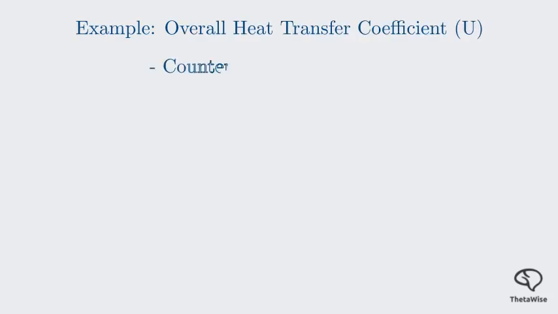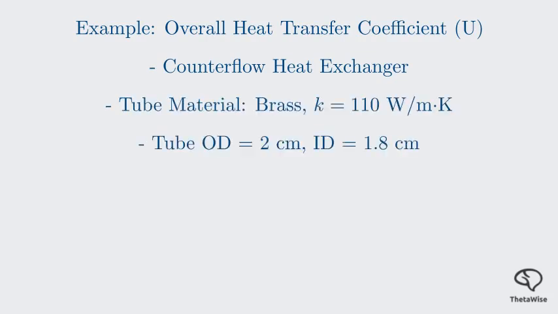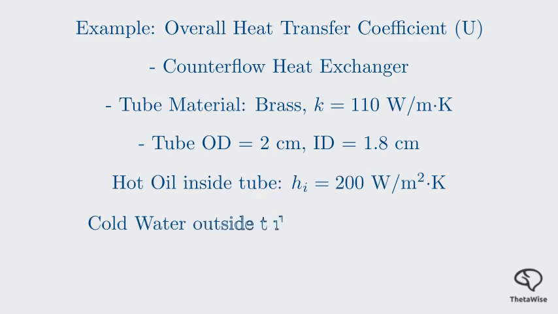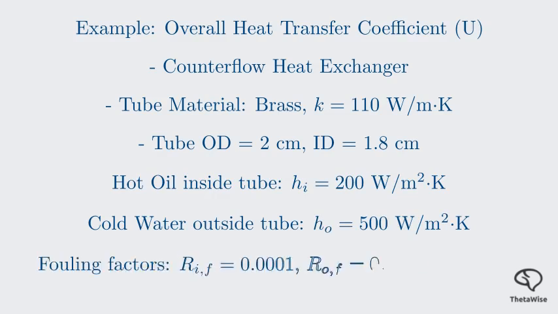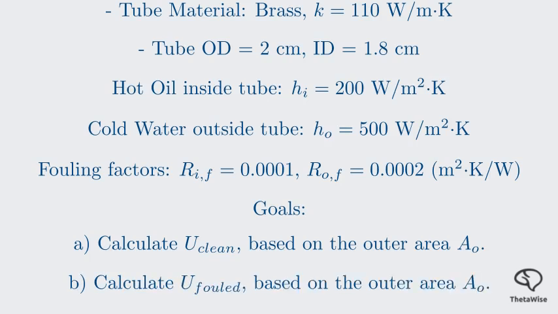Consider a counterflow heat exchanger where hot oil flows through a tube made of brass. The tube has an outer diameter of 2 centimeters and an inner diameter of 1.8 centimeters. Hot oil inside gives a convection coefficient of 200. And cold water outside gives a convection coefficient of 500. Let's also assume fouling factors of 0.001 for the inside and 0.002 for the outside. We'll calculate the clean and fouled overall heat transfer coefficients, both based on the outer surface area A sub O.